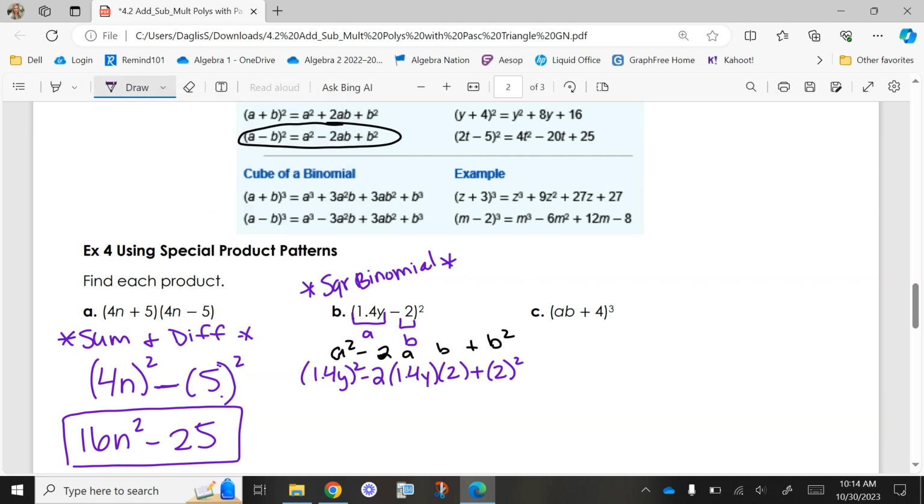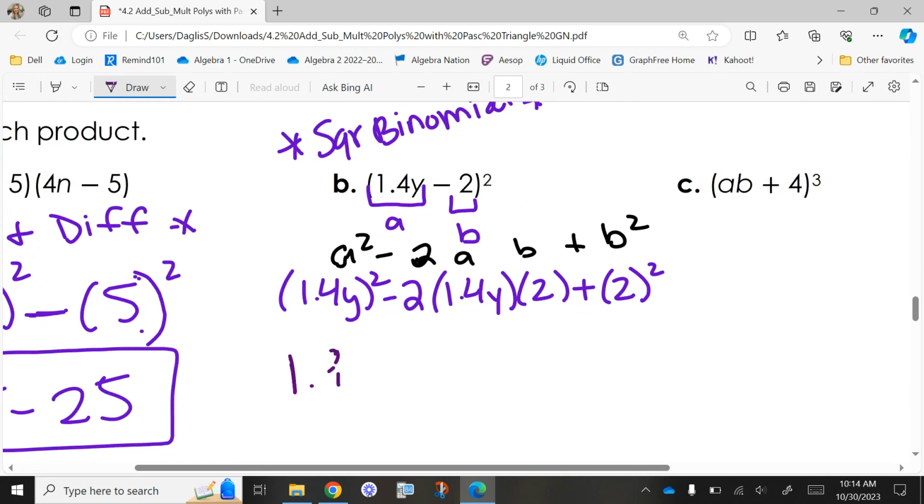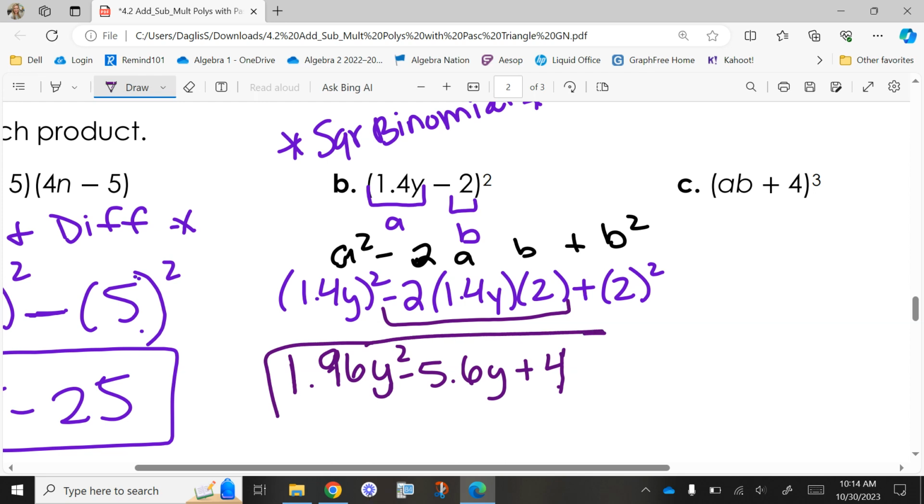What is 1.4 squared? Think of 14 squared, but move your decimal. So this becomes 1.96y squared. My middle, negative 2 times 1.4 times 2, negative 5.6y, and then 2 squared gives me 4. So we're doing this instead of writing it out, doing the distribution, adding like terms. Does that make sense?